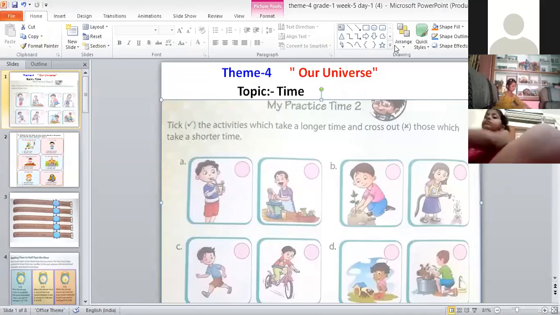So for this, you have to open page number 162 of your math course book. Write date in classwork on page number 162. Okay. First of all, we'll complete this. And then we'll learn how to write half past, quarter past. Open page number 162, write date in classwork on my practice time 2.